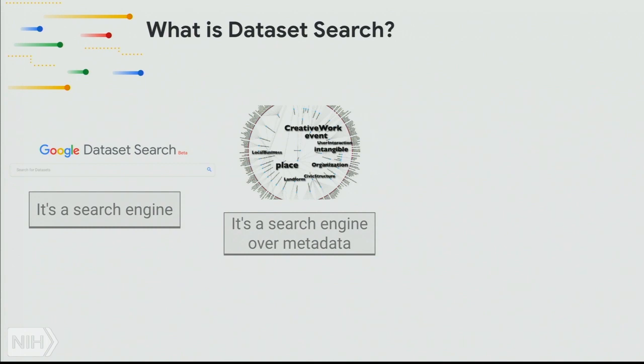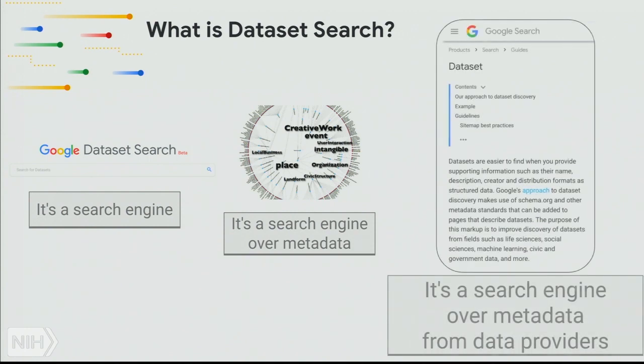The other sometimes confusing thing is that we don't host these datasets. We only index descriptions of datasets and help people find those descriptions. And then finally, it's a search engine of metadata from data providers. And that's why the community aspect of this product is so important, because we are only indexing things that people want to be indexed.